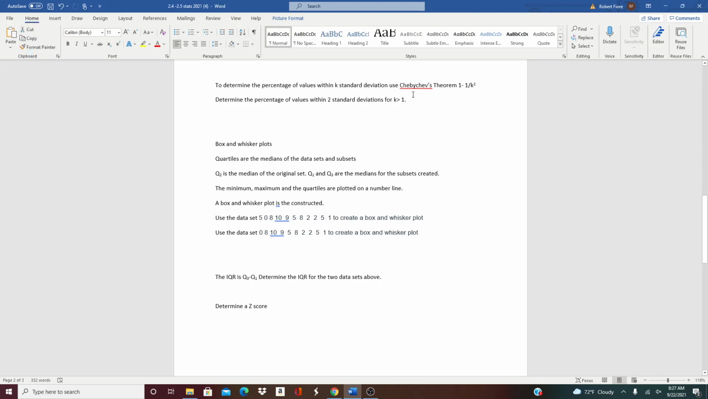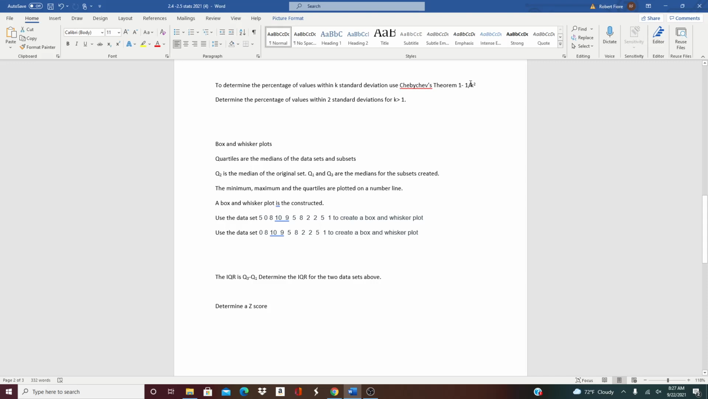We're going to be discussing first Chebyshev's theorem and then a box and whisker plot. For Chebyshev's theorem, it tells me the number of values that should occur within a given number of standard deviations from the mean. So let's start out by taking a look at the formula.